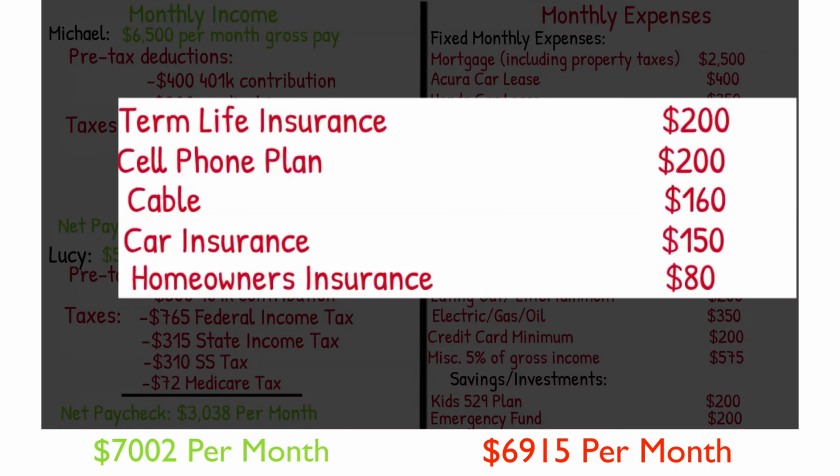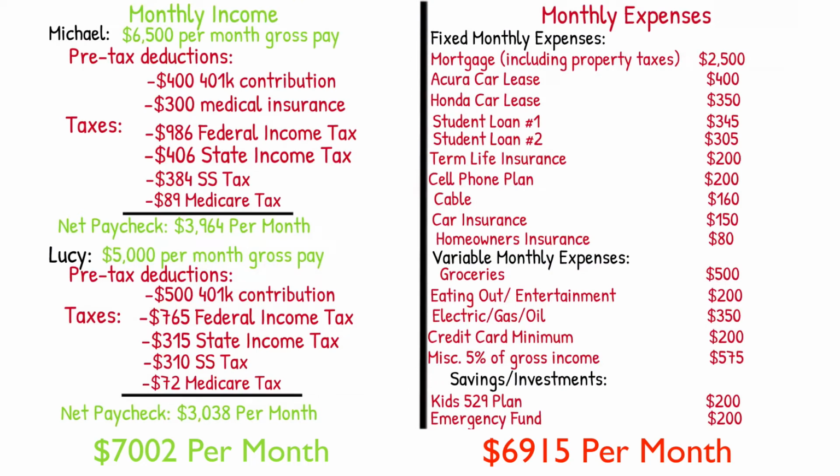The term life insurance, cell phone, cable, car insurance, homeowners insurance, those things, maybe we could negotiate better rates. Maybe we could shop them around a little bit, but those are expenses that are not going away unless they're planning on cutting the cord and getting just Hulu and Netflix or something along those lines. But for now, we're just going to leave those be. Maybe we'll put a little asterisk next to them for things that it's worth a phone call. It's definitely worth a phone call every once in a while to your cable company and say, I'm paying way too much. Is there anything that you could do for me? Or I'm going to jump ship and see if I could get better rates. So we'll put an asterisk next to those, but those aren't going to be included in our debt snowball.